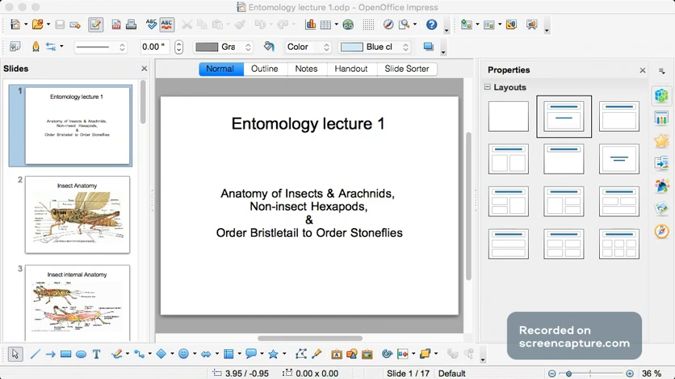And today we're going to get into entomology, which is the study of insects. We're going to be digging into lecture one, the anatomy of insects and arachnids, and then we're going to take a look at non-insect hexapods. Also, we're going to take a look at the order of bristletails to the order of stoneflies. So we hope that you enjoy this presentation as I am. So let's get started.